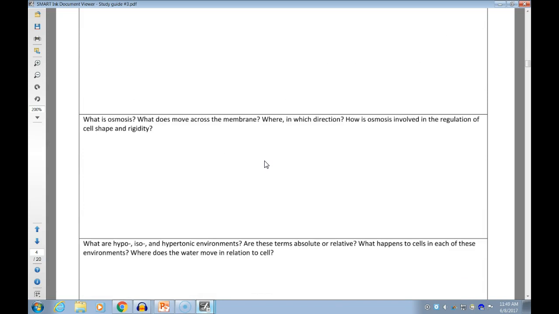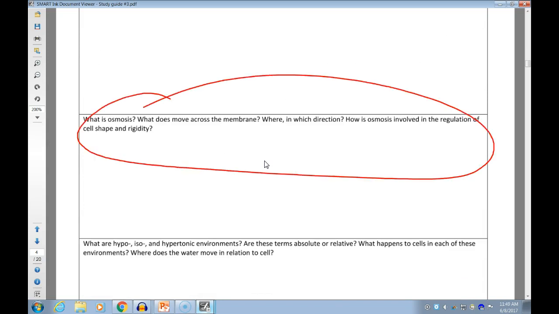Osmosis. Same as with diffusion. You have to be able to wake up in the night and tell everybody about osmosis. Okay?